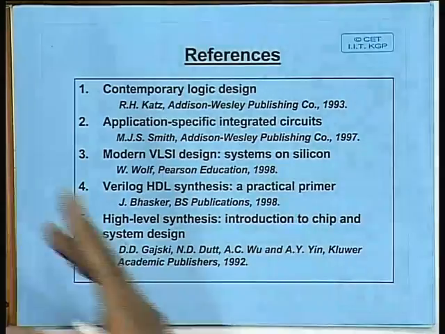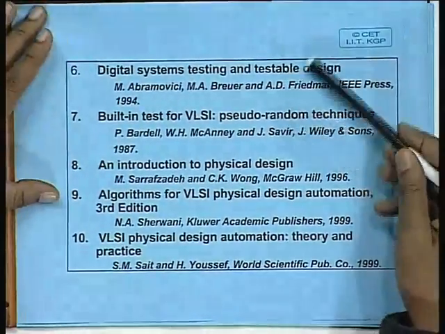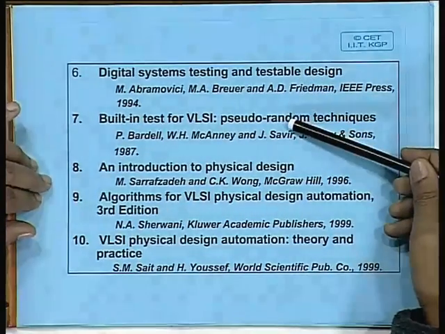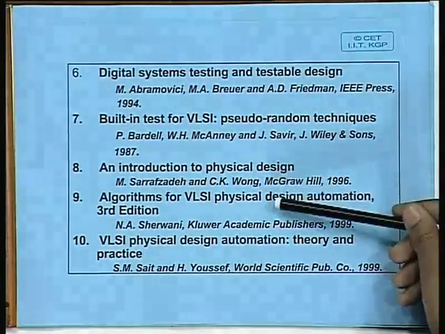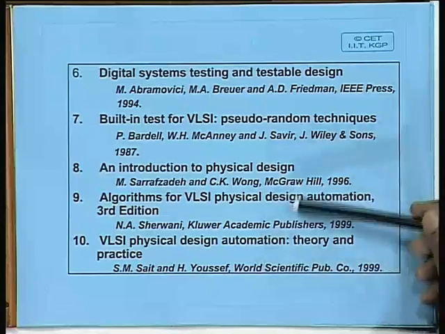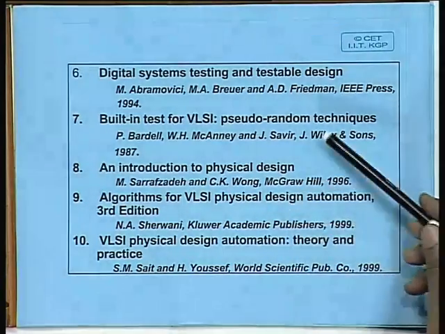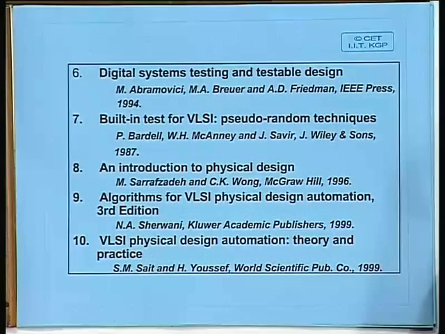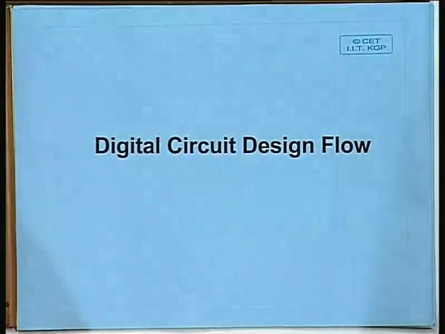Then we have some more references. There are two books which I have referred here for testability analysis, testable design, and the last three books are concerning physical design automation, placement, layout, routing, etc. Okay. So, during the course we would be referring to these books as and when required. Okay. So, to start with, we begin by talking something about digital circuit design flow.